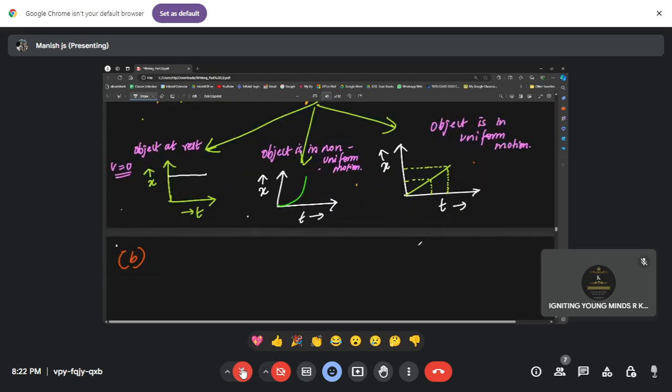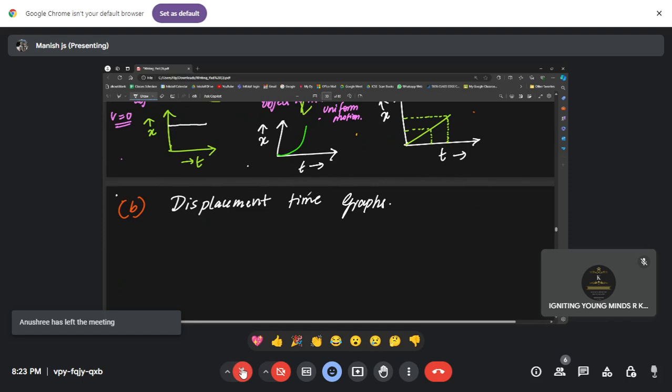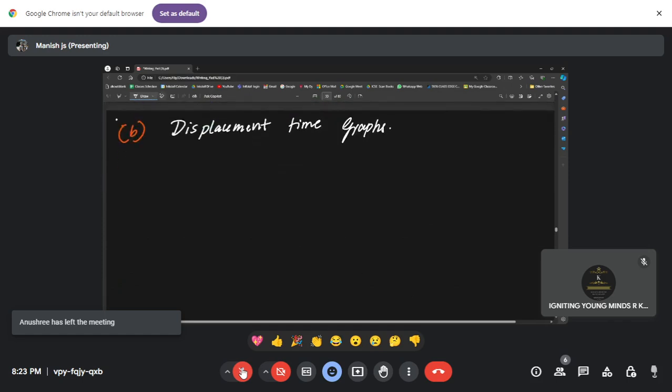So we are moving on to the next category. Position time graph is now done, so we are moving on to the displacement time graph. We'll see what are displacement time graphs. What is basically meant by displacement time graphs?